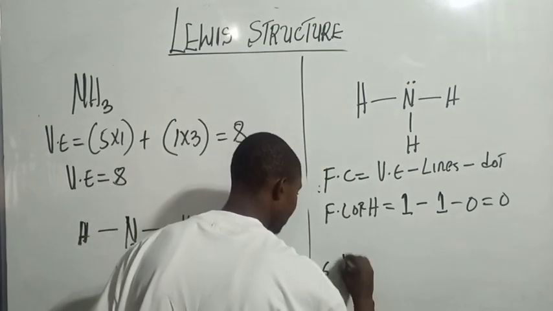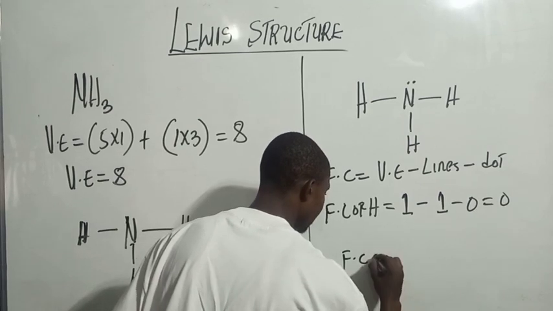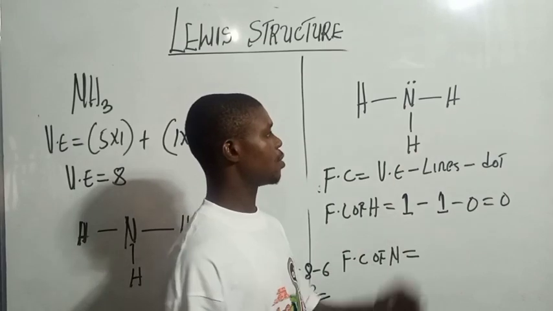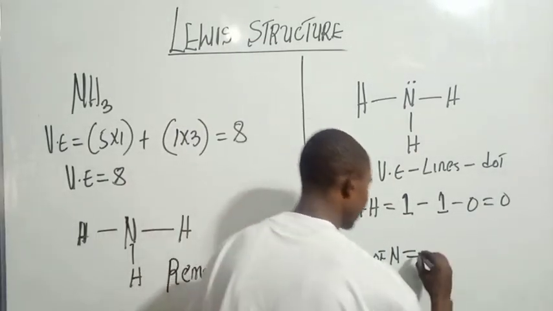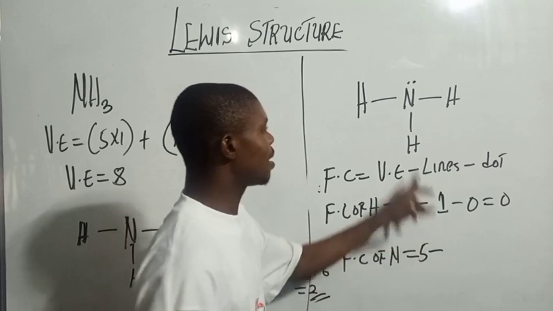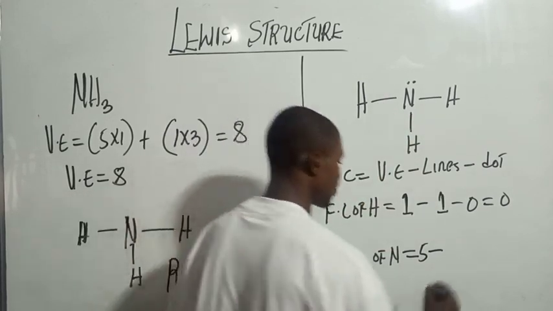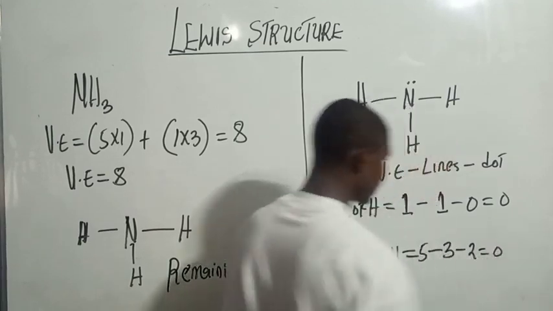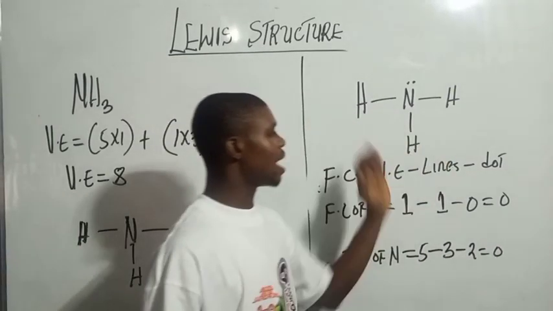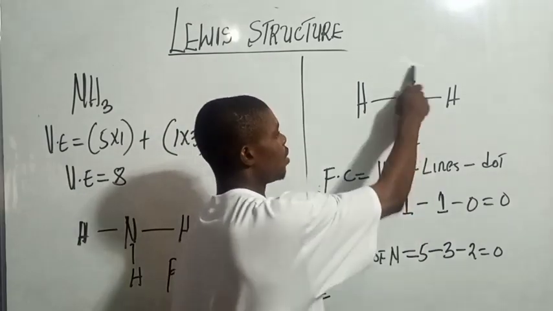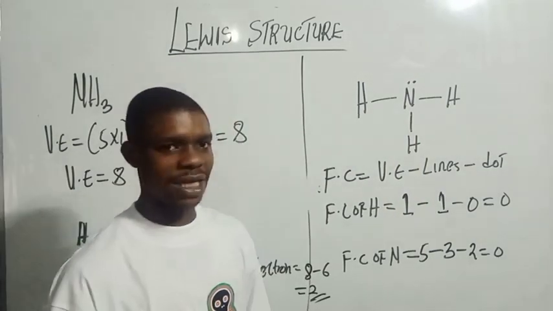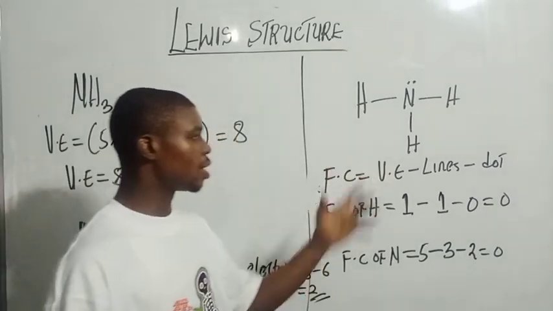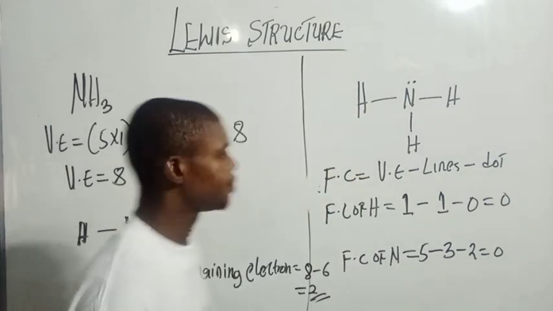Now let's calculate the formal charge for nitrogen. It's very easy here. What is the valence electron of nitrogen? It's 5, minus. How many lines do you have here? We have 3 lines. How many dots do you have here? We have 2 dots, which is 0. That is, all the hydrogens are having 0 formal charges. The nitrogen is having 0 formal charge. That is why it is a neutral molecule. Do you get that? So this is the Lewis structure. Let's do the next one.